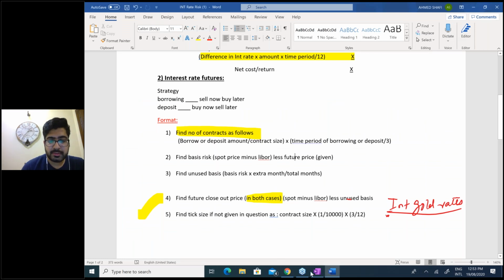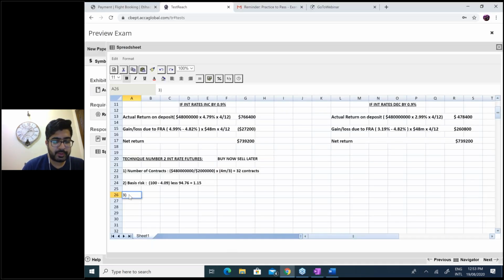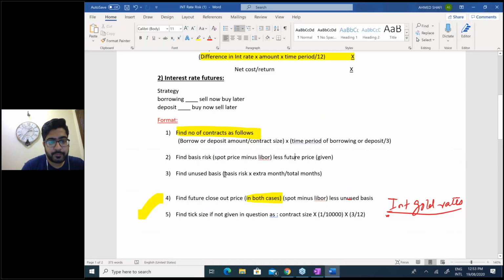Find unused basis. In the third step, you need to find unused basis. Now this is a bit tricky, so please pay attention. The formula of unused basis is basis risk into extra months over total months.